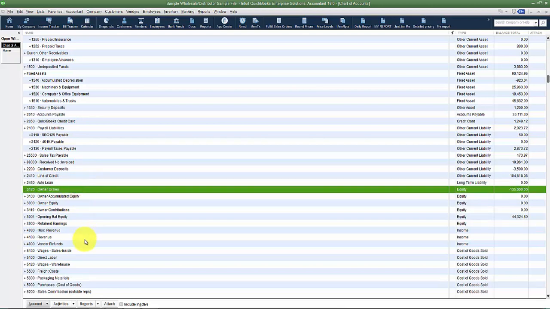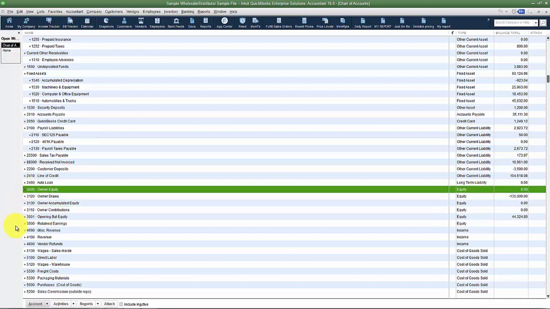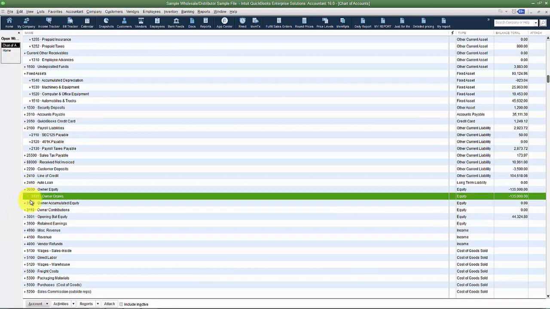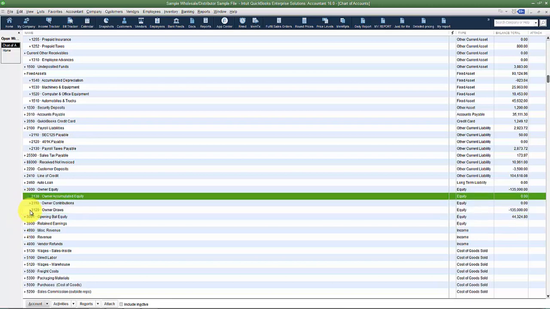Moving down to the equity section, this is an area also where we have a lot of differences. It's all about what people like to see. The way that I like to set this up is I like to create an account called owner's equity, and then under owner's equity, I put owner's draws, owner's contributions, and then owner's accumulated equity. Okay, now if you have multiple owners, you'd have multiple sets of these. So you'd have owner one equity, owner one draws, etc., owner two equity, owner two contributions, draws.